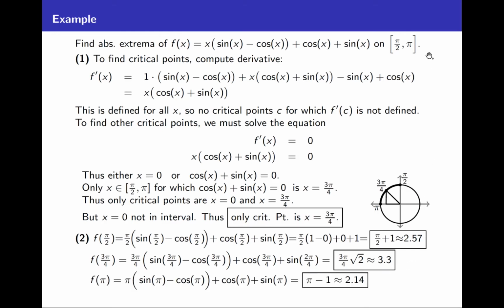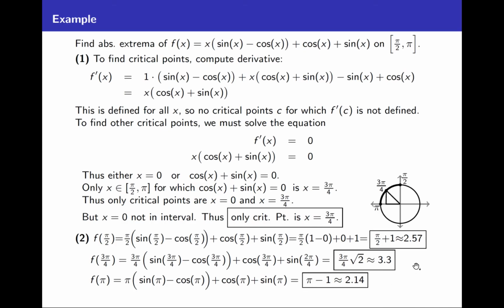And finally, we have to do f of this endpoint, pi. Oh, this is refreshingly easy. It's pi times sine of pi, minus cosine pi, plus sine pi. Well, cosine pi is negative 1, and sine of pi is 0. So you work all that out, you get pi minus 1. Pi is approximately 3.14, so pi minus 1 is going to be about 2.14.